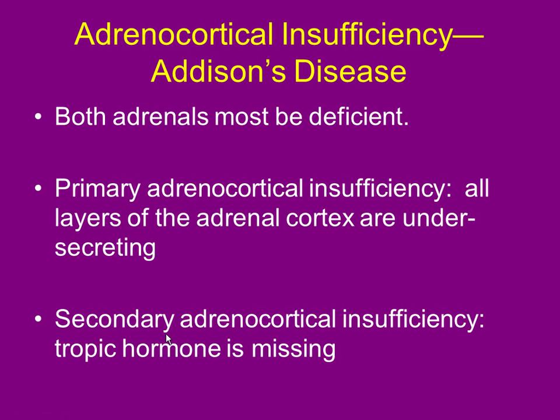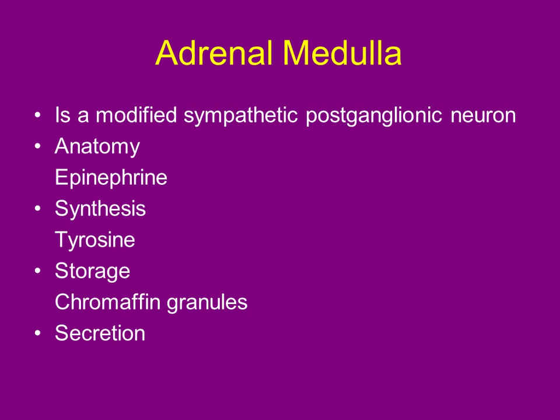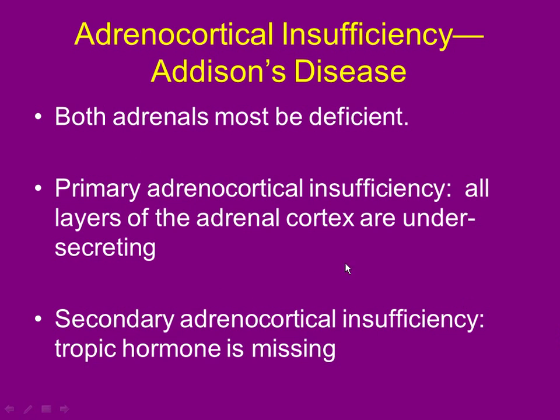ACTH or CRH could be broken. Oops, let's go back one more. So if you're not making cortisol and aldosterone, what's the hypothalamus think? If you're not making cortisol, what's the hypothalamus think? Turn up, right? So it makes more CRH, and it goes to the anterior pituitary and makes more ACTH. Is it helping? Nope.